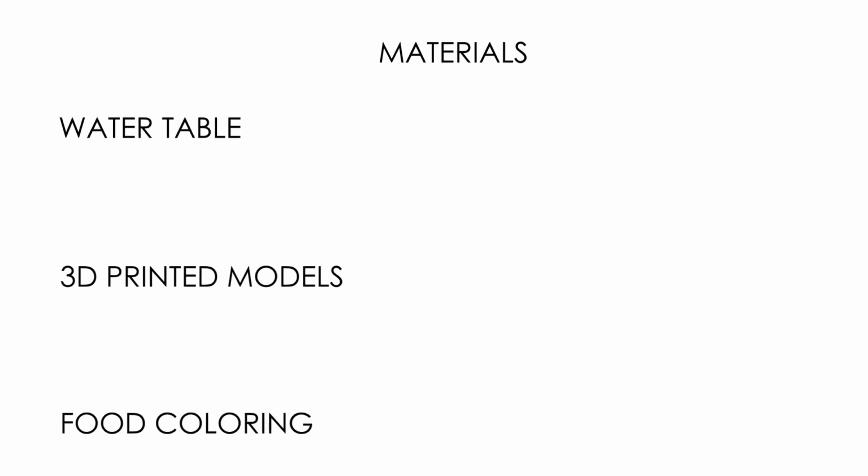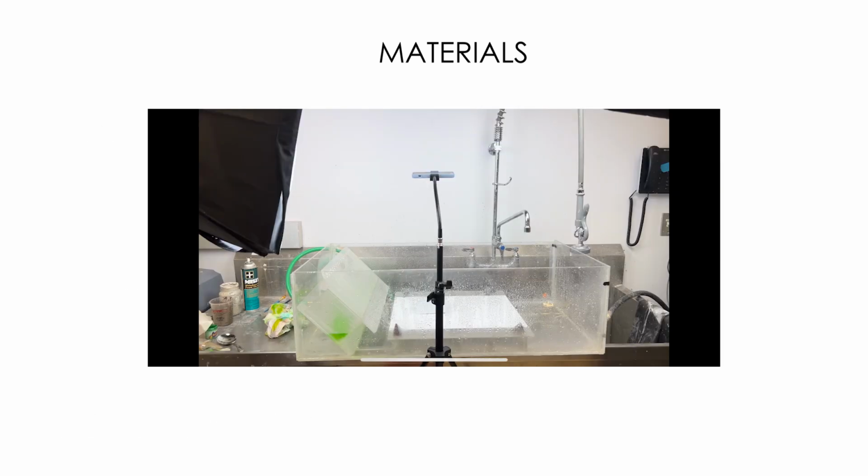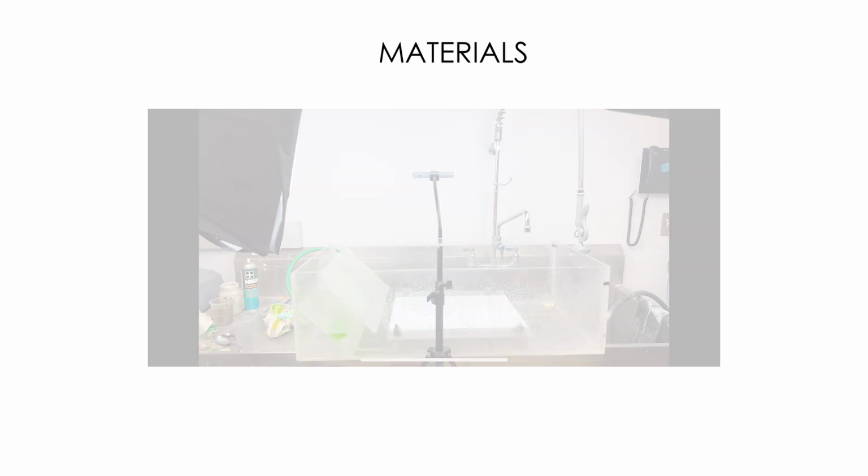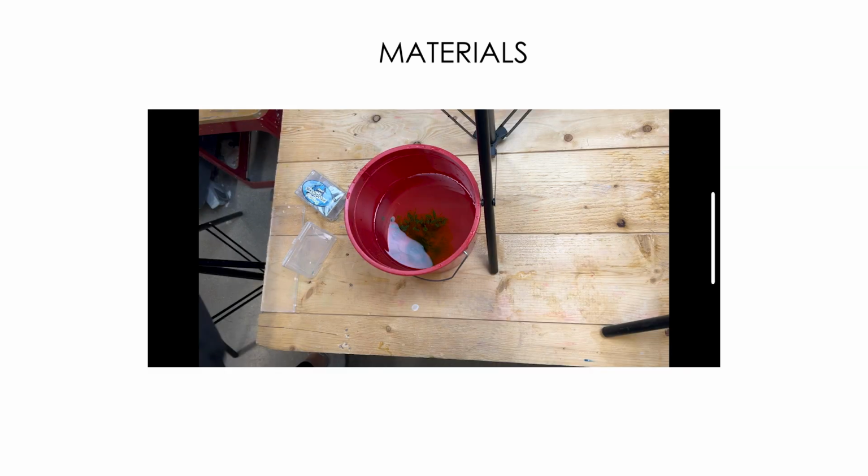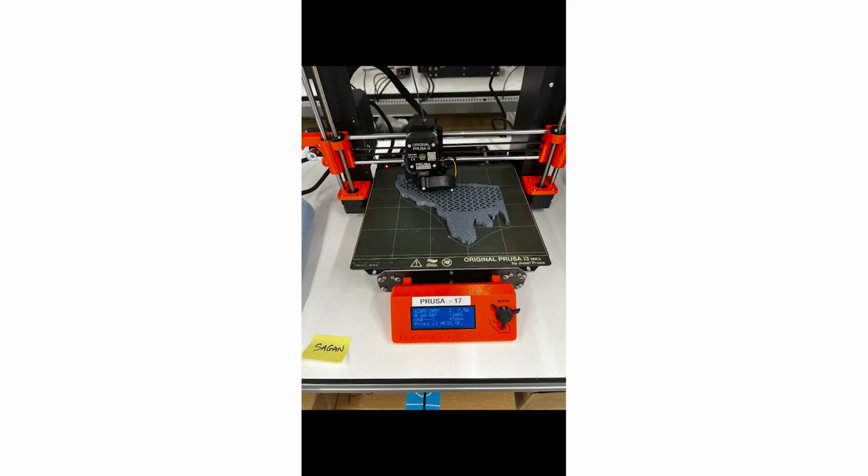The materials used to perform this process were a water table, 3D printed models, and food coloring. With the water table, we used a phone stand as well as some lights. Food coloring we would mix into a bucket when performing, and 3D printers we would use to make prints and send.